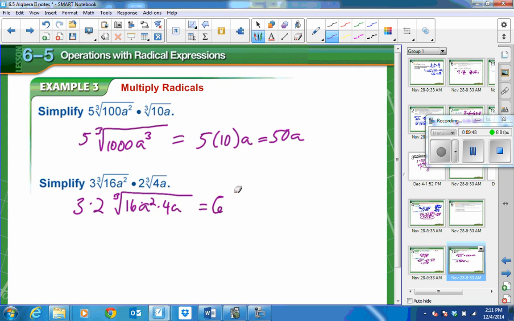So I get 6 as my coefficient out front, and now I want the cube root of 64a cubed. The cube root of 64 is 4, so I have 6 times 4, and the cube root of a cubed is a, so this is going to give us 24a.